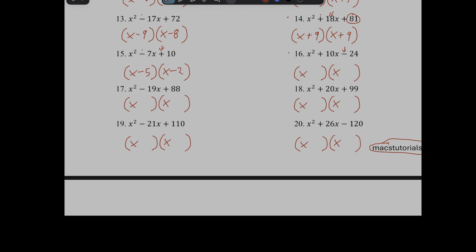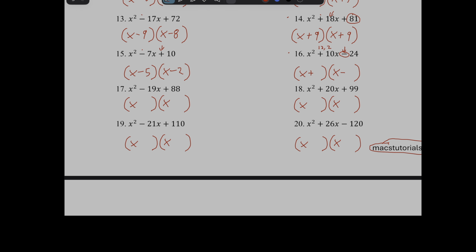Number 16, the third term is negative. Third term negative, signs are different. So it's the opposite of third term positive. Factors of the third will subtract to the middle, not add. Okay, what multiplies to 24 and subtracts to 10? Well, the number's got to be bigger than 10, right? Or else it won't subtract. And this is going to be 12 and 2.